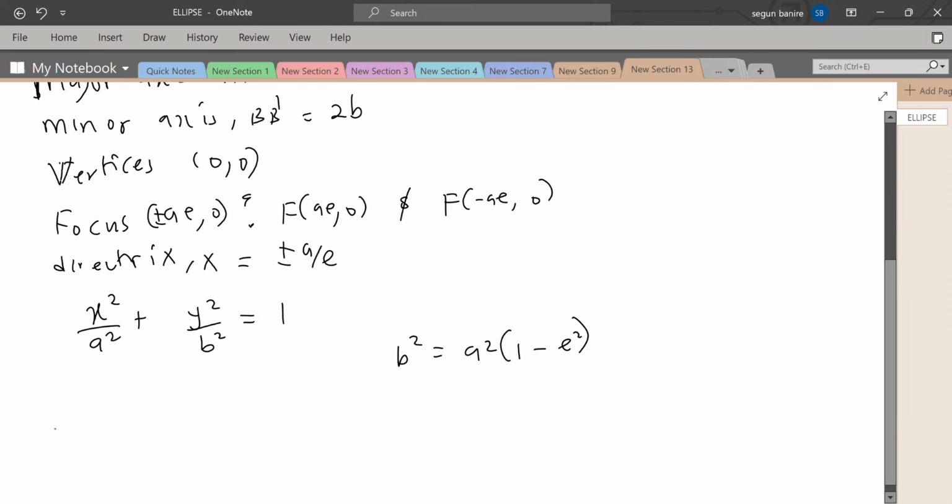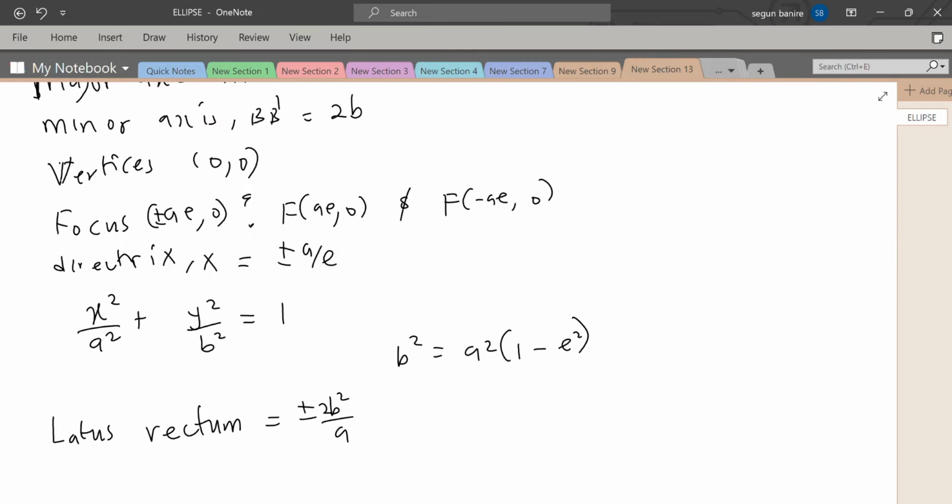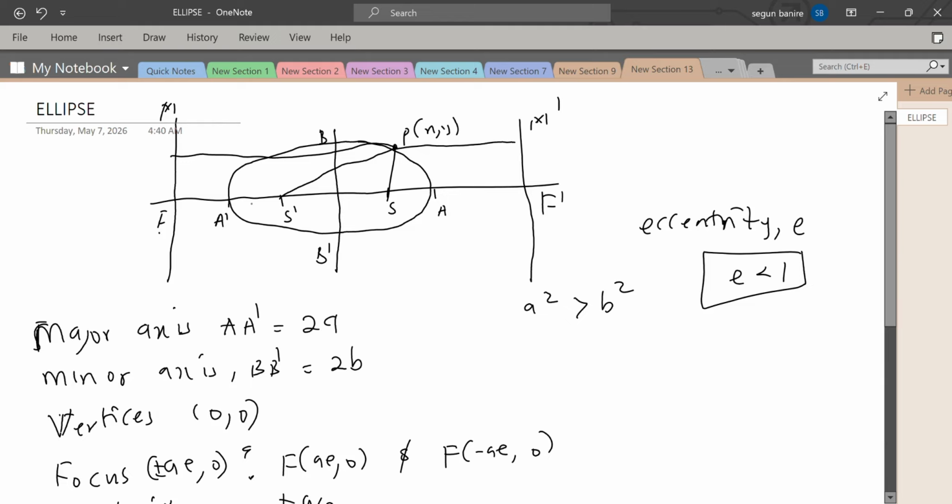That is the equation. So one other thing is your latus rectum. So your latus rectum is giving us plus or minus 2B squared over A, or AE. So that is your latus rectum. What do you mean by latus rectum? It is a straight line that runs across the focus and touches the ellipse from one end to the other end. So it is 2 times that.